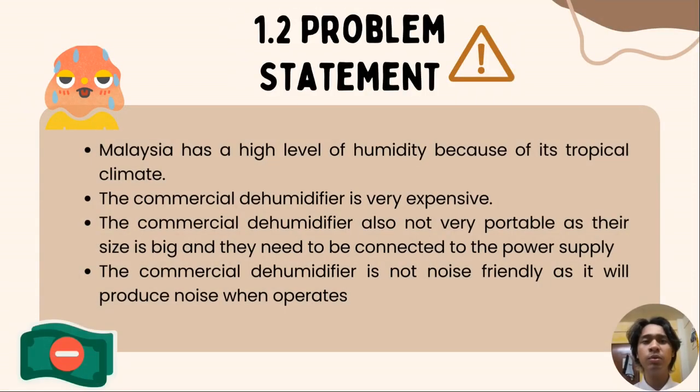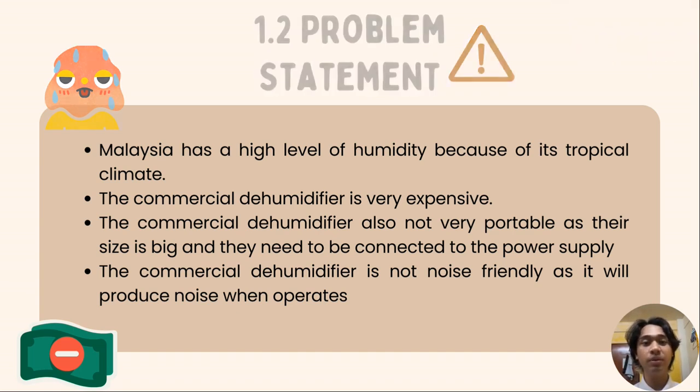Next, I will talk about the problem statement of this project. Malaysia has a high level of humidity because of its tropical climate. The average humidity level in Malaysia is between 70% and 90%. To solve this problem, we will need a dehumidifier, but this is where another problem arises. The commercial dehumidifier is very expensive, at around RM1,000, which limits the accessibility for individuals with budget constraints. The commercial dehumidifier is also not very portable as its size is big and it needs to be connected to the power supply. It is not noise friendly as on average it will produce up to 65 dB.